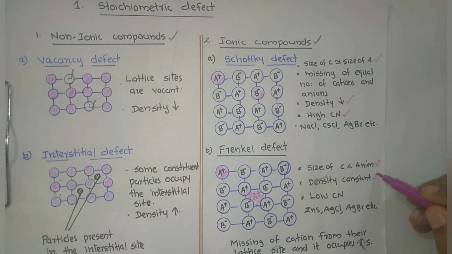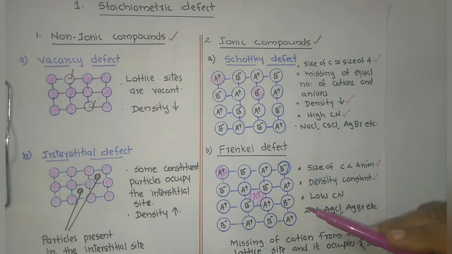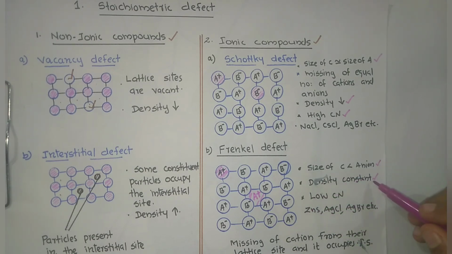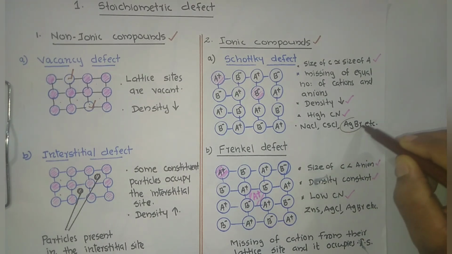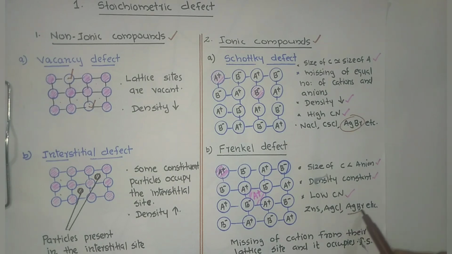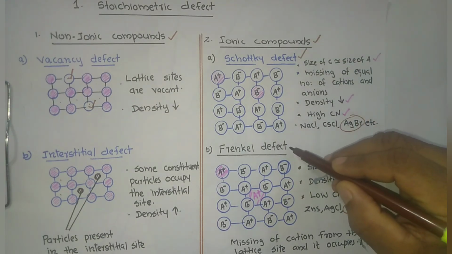Density constant. That means here no ion is missing from the lattice. Then it is shown by compounds containing low coordination number. Example, ZnS, AgCl, AgBr. Here we notice that AgBr, silver bromide, shows both Schottky defect and Frenkel defect.